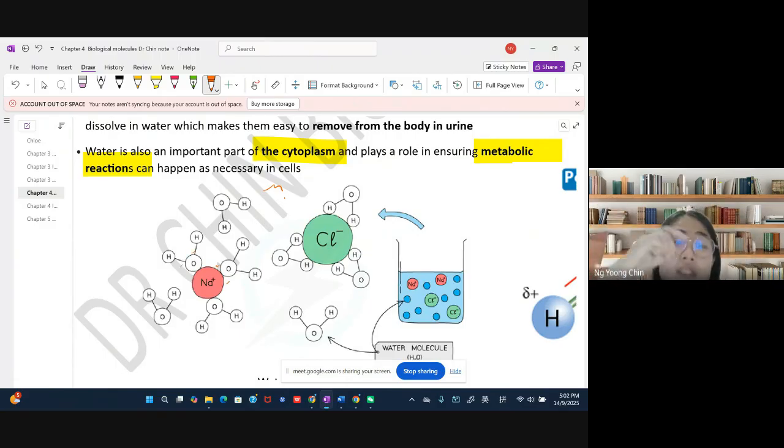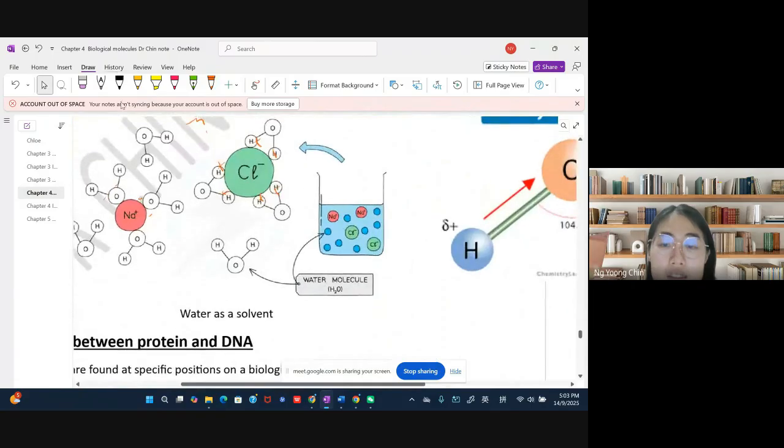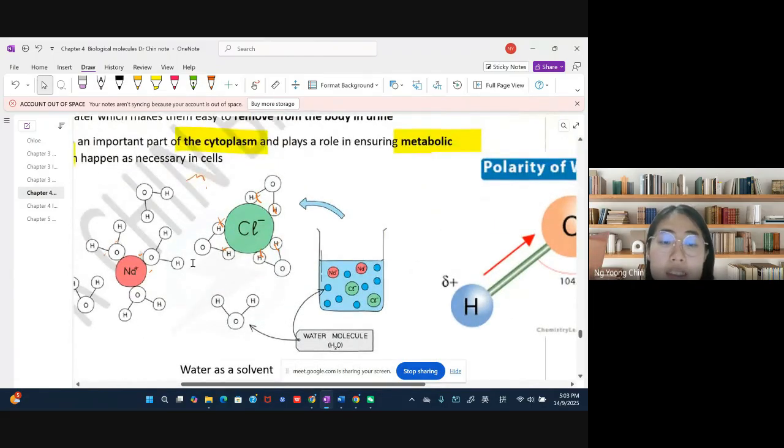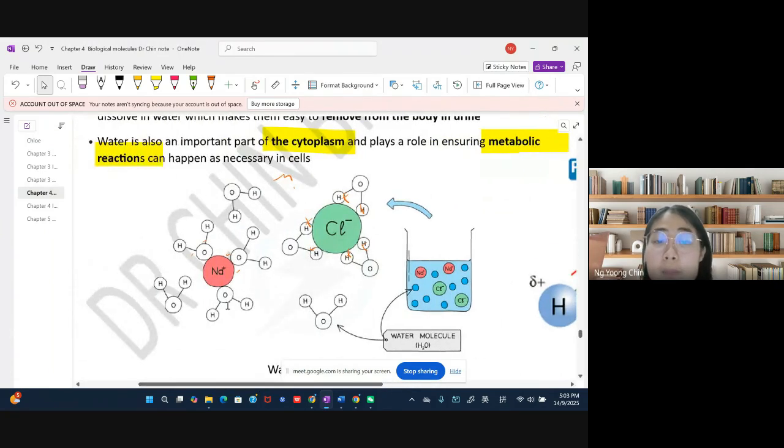On the oxygen atom, the negative charge will attract to the positive charge on the sodium. Then how about the positive charge on the hydrogen atoms, which is here? The positive charge will attract to the negative charge on the chloride ion. So in this way, you can allow the salt particle to dissolve inside the water molecule, which is polar, because they have this polar charge. So a polar molecule can dissolve with a polar molecule. Polar means that they have a charge.